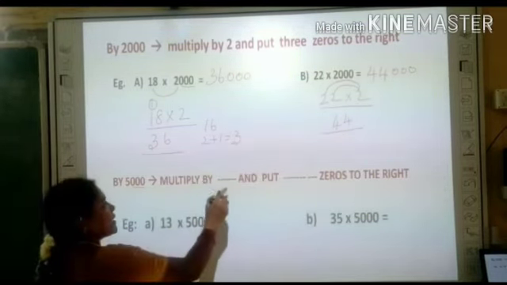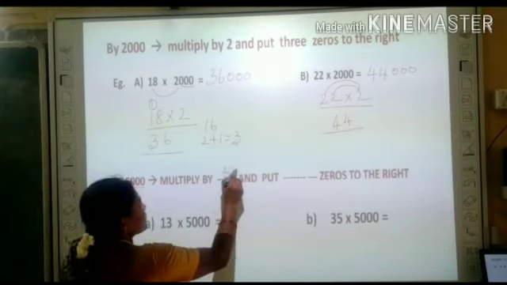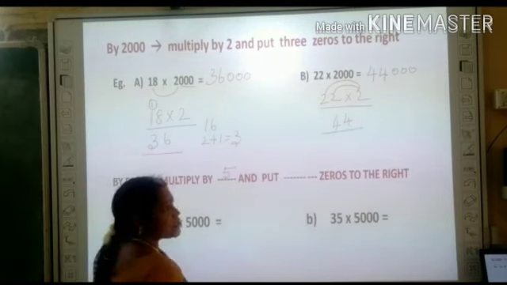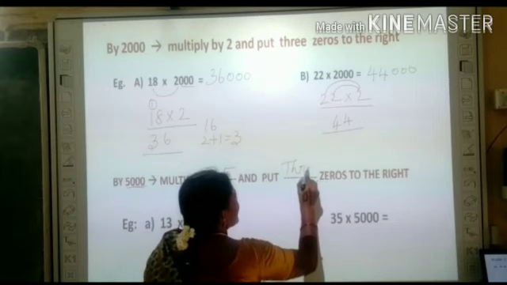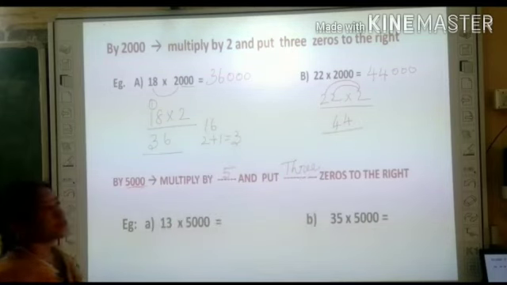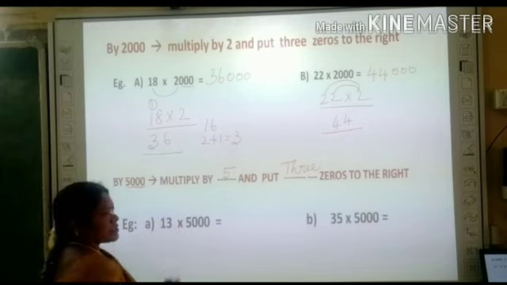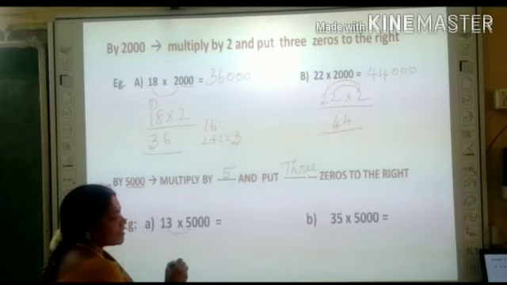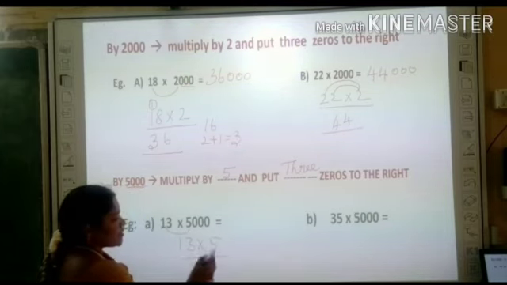So multiply by what, ma? Multiply by 5. So multiply by 5 and put how many zeros? 3 zeros to the right side. Take the example 13 into 5000. First we should multiply 13 into 5. Okay? Yes. Now say the 5 table.